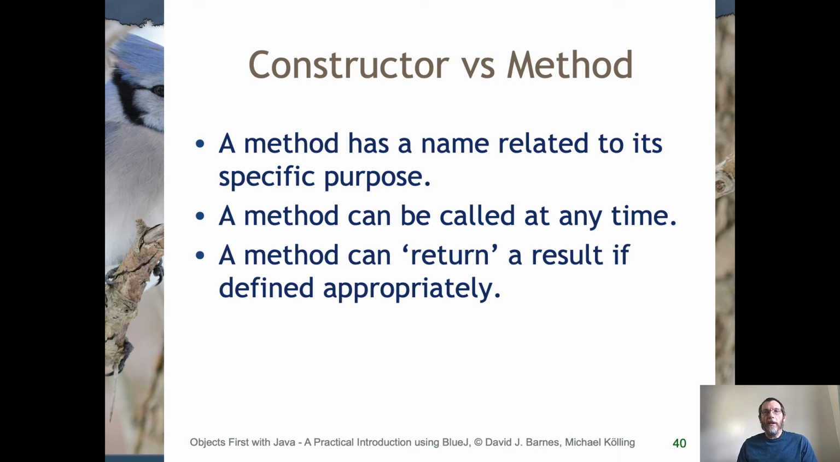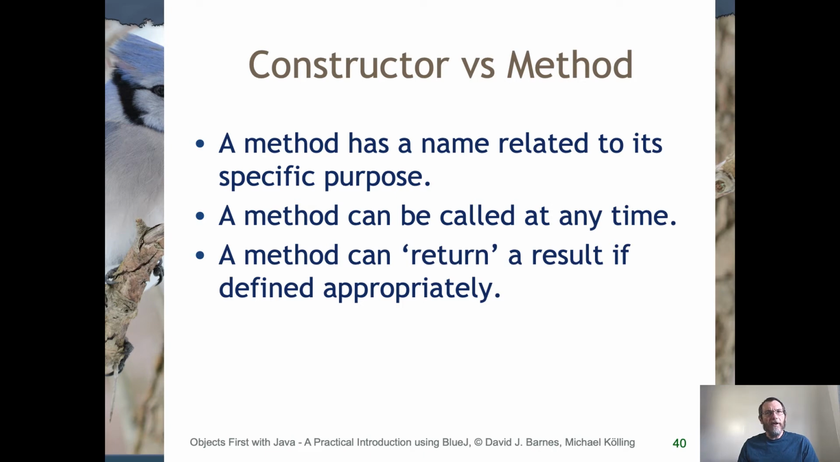So what about methods? Well, a method has a name that's related to its specific purpose within the context of the class. So triangle, we saw, has methods like move left, move down, change color, and so on. Ship has methods like set course, set speed, get position, and so on. So those names are chosen because they reflect the purpose that those methods are fulfilling within the context of the class. Unlike constructors, which are only called when an object is being created, a method can be called at any time. Once an object's been created, then call the method whenever you like. All methods are available all of the time.